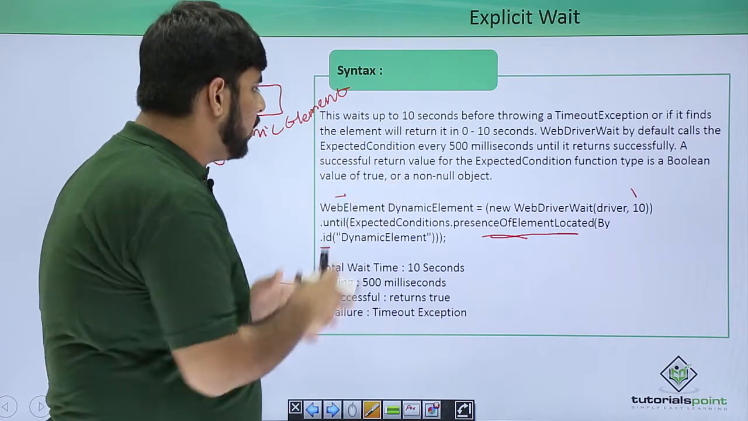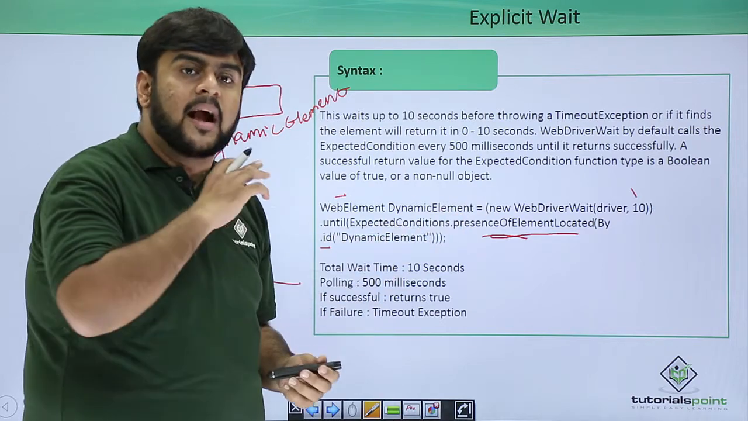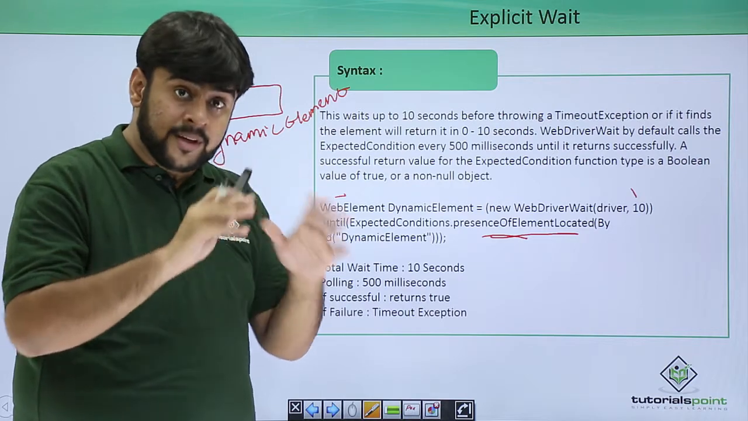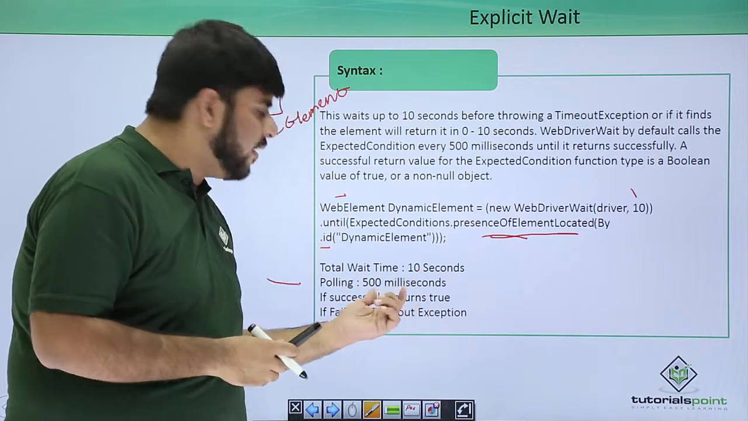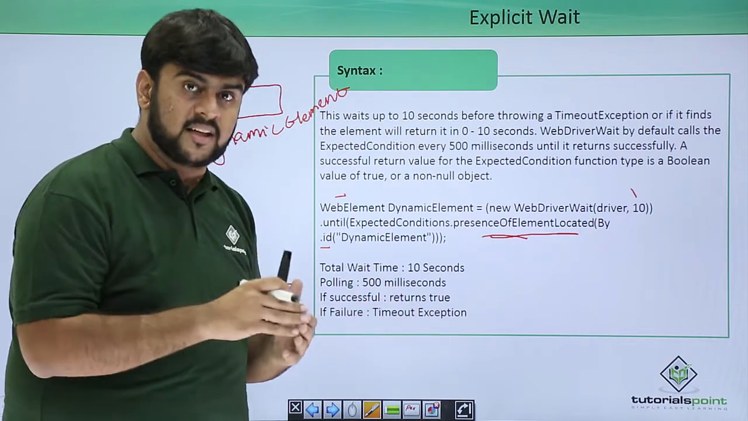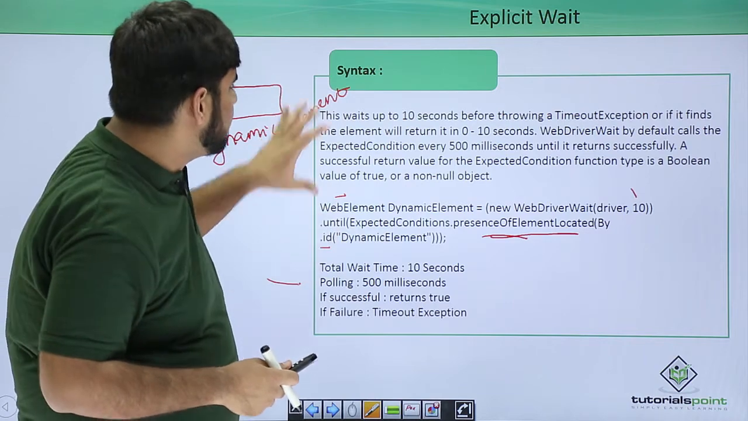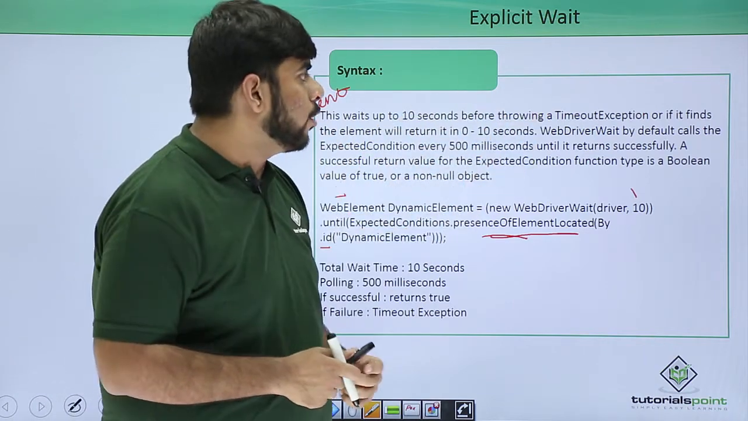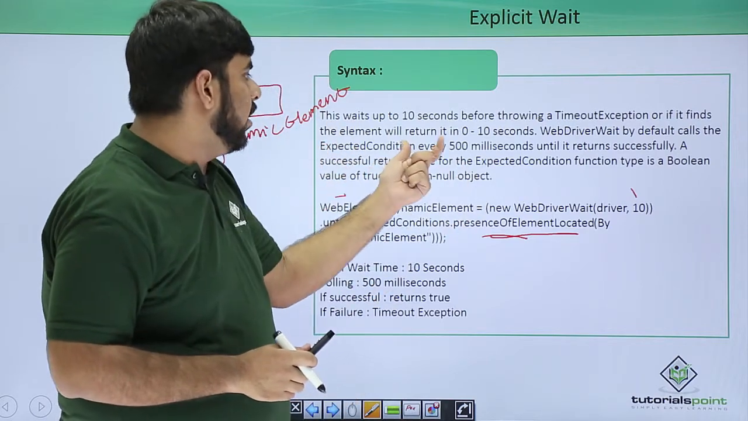What is the use of explicit wait? The best part is that the driver is waiting and it's not constantly looking for a particular element. It is doing whatever action it is supposed to do, and it is polling after every X amount of time. That is saving the cycle of our system. So what this code is doing is explained over here. This waits up to 10 seconds before throwing a timeout exception. Or if it finds the element, it will return within 0 to 10 seconds.